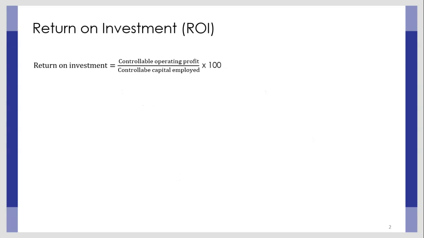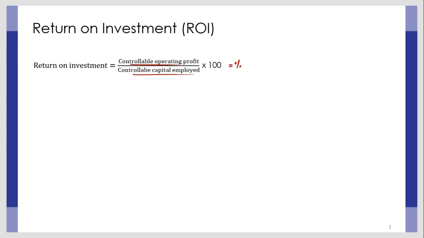Now I will talk about return on investment. So the basic formula of return on investment is controllable operating profit divided by controllable capital employed times by 100. And you will get your return on capital employed in percentage, right? So first of all, we have to understand the meaning of this ratio.